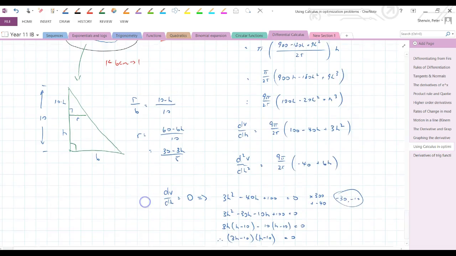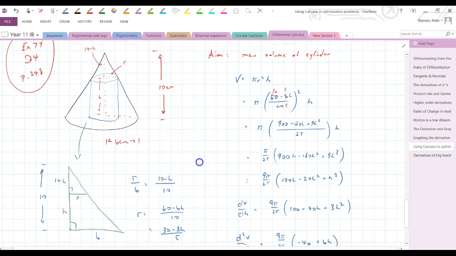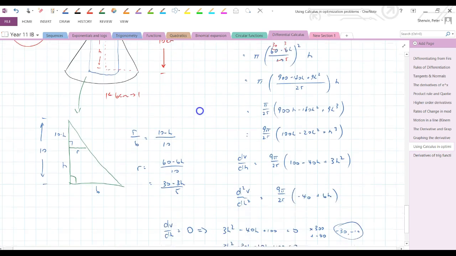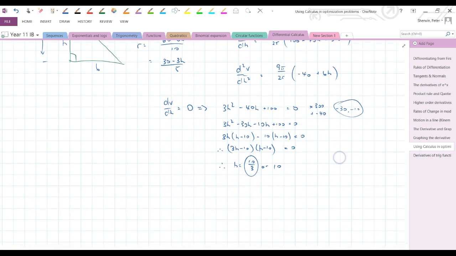Now is 10 a sensible height? If I choose h equals 10, that doesn't seem to make sense to me. If I make h equal to 10, I don't see that's possible, so h has to be less than 10, so this is my solution here. So I've got h equals 10 thirds.